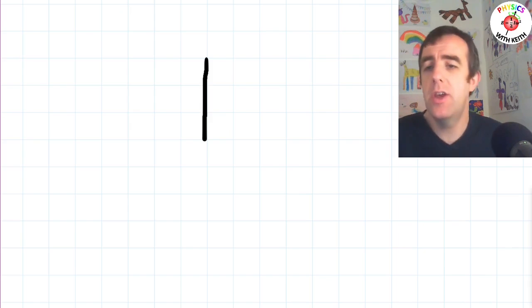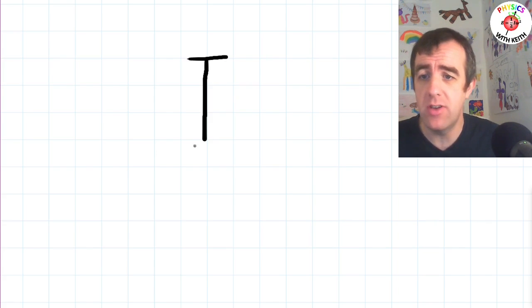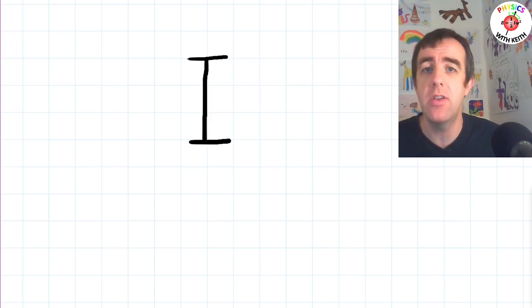Now this could be misinterpreted. What I've drawn there could be a number 1, or it could be a lowercase l, or it could be a capital I. To make it clear, if it's a capital I in equations, I will always put these little serifs at the top and bottom to make it absolutely clear that that is a capital I. I don't do that in my normal handwriting, but I do it when I write equations.